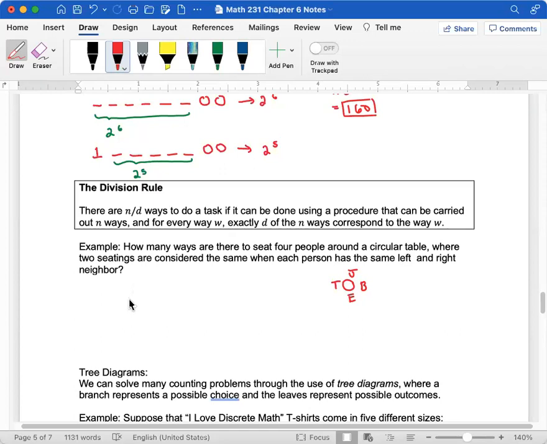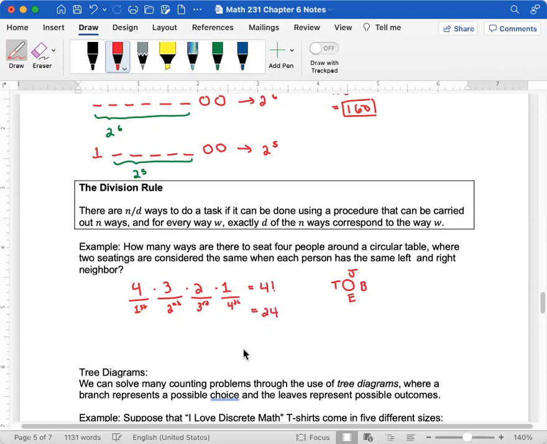So for the first seat, that'll have 4 different possibilities. 4 different people could sit there. But once that person sits down, in the second seat we only have 3 possibilities. We have 1 less since somebody sat down in the first seat. And then in the third seat, we only have 2 people left. And then lastly, the last person will sit down. So 4 factorial, or 24 different ways.